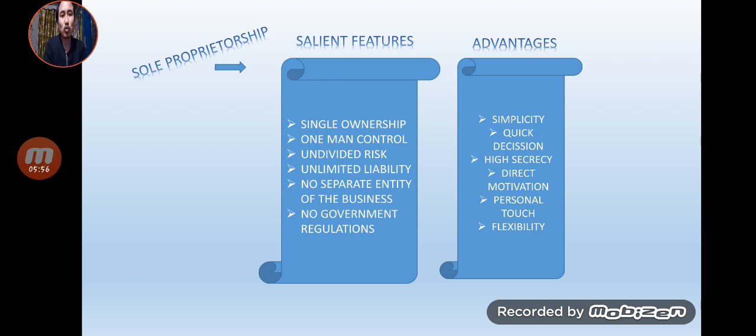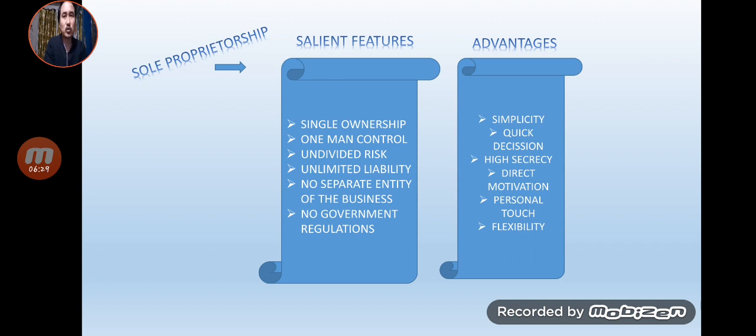And direct motivation means, if the proprietors are very hardworking and very serious about the business, then that will directly affect the profitability of the business, or in other words the performance of the business also improves. And that is why the hard work of the proprietor and the performance of the business have a direct correlation or direct relation.